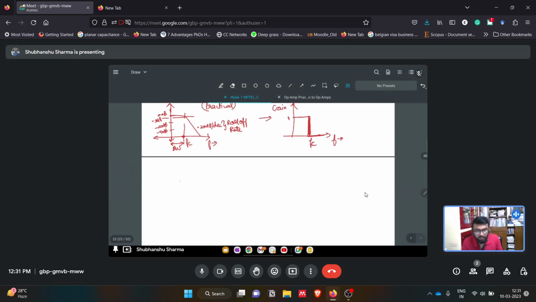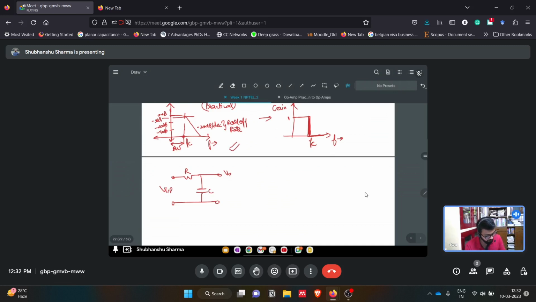Using passive components, we can realize this low pass filter as a combination of an RC circuit like this. This is the input, this is the output, this is R and C. If we take the output across the capacitor, then we can get the response as we have seen here.